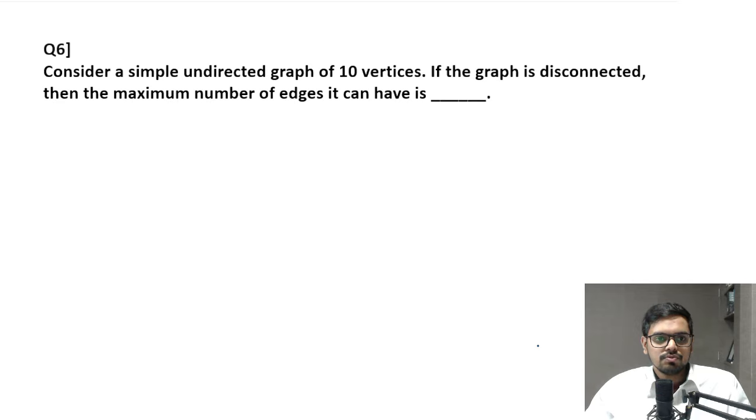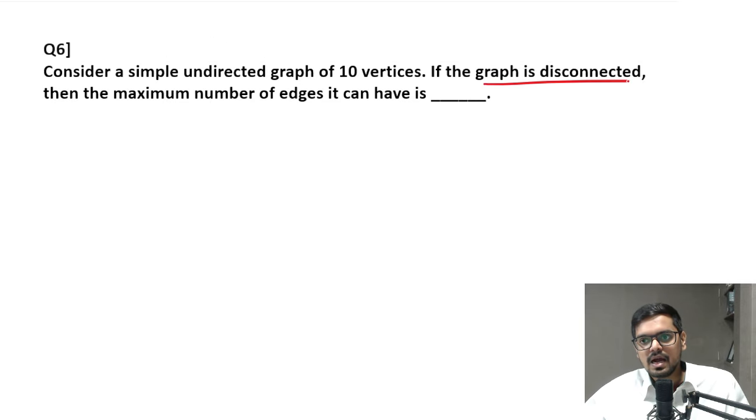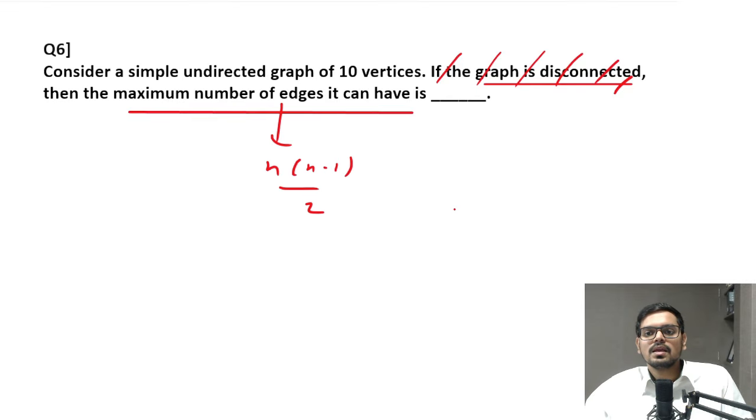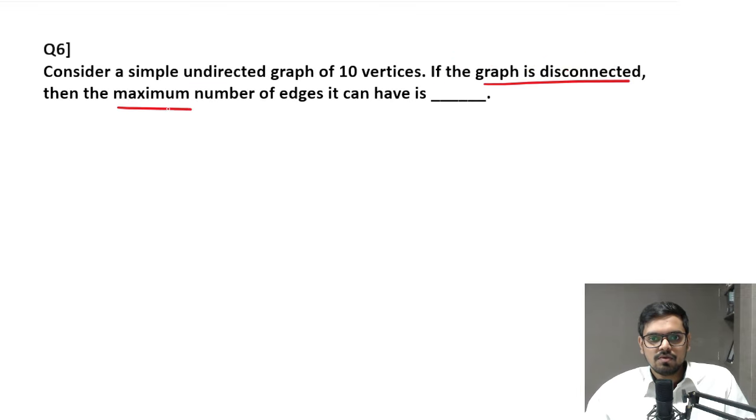Try the next question. Consider a simple undirected graph of 10 vertices. If the graph is disconnected, then the maximum number of edges it can have is... So this was something new. Because if this condition was not there, then we know for sure that the maximum number of edges is n into n minus 1 by 2. Now they are giving a condition: if the graph is disconnected, then the maximum number of edges is what?